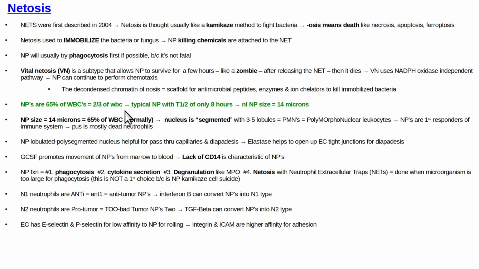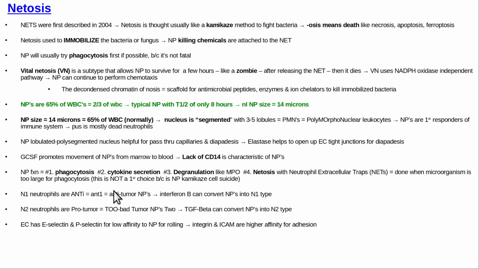Normally a neutrophil only lives about 8 hours. If it doesn't encounter any bacteria or anything else to do, it just returns to the bone marrow and it's removed from the system. Elastase is another enzyme released by the granules, and that helps to open up the junctions, the tight junctions between endothelial cells if it's going to pass subendothelial for diapedesis.